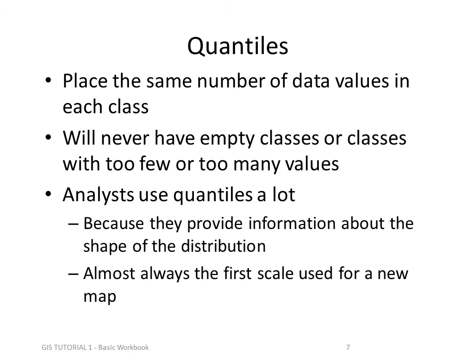In quantile mapping, we place the same number of data values in each class, and you'll never have empty classes or classes with too few or too many values. Quantile classification is used frequently because it provides information about the shape of the distribution. However, you have to be careful because sometimes you'll have a huge variation of data within those classes.